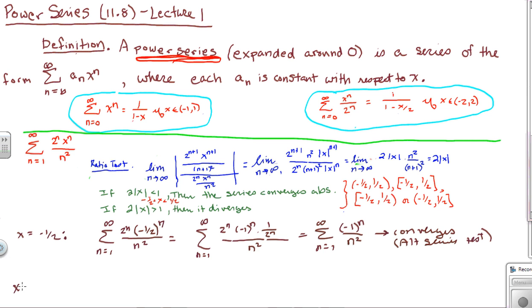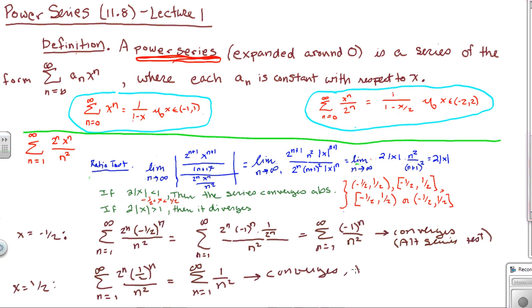So let's see, x equals 1/2 gives us what? We're looking at the sum, n equals 1 to infinity of 2 to the n times 1/2 to the n. Of course, 2 to the n and 1/2 to the n cancel, over n squared. So that's the sum, n equals 1 to infinity of 1 over n squared, and that converges. Why? P series, yes. Converges, P series with P equal to 2, which is bigger than 1. Okay, so it converges at both endpoints.